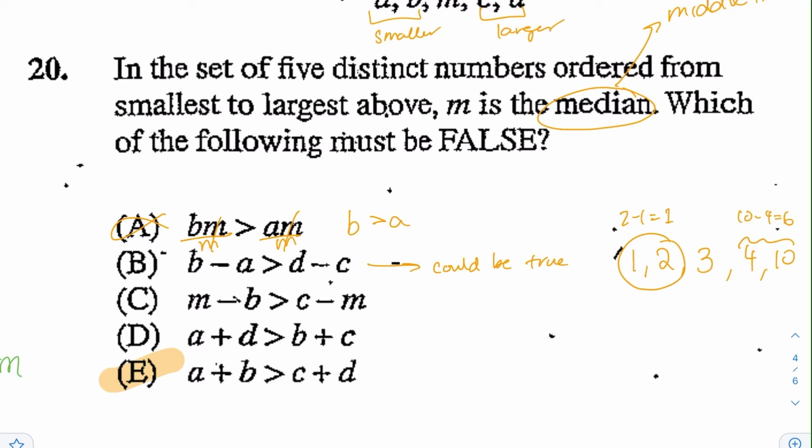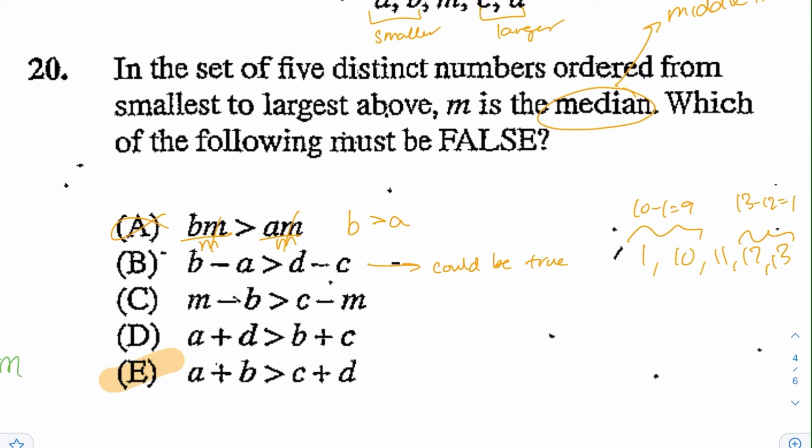So actually, let's suppose it's the opposite. So this would make D minus C greater, but you can also make B minus A greater, where if you have 1 and then 10, 11, 12, 13. So B minus A will be 10 minus 1, which is 9. And then D minus C will be 13 minus 12, which is 1. So 9 is greater than 1. So B could be true. Again, we're looking for one that must be false. So we found a case that made B true. So the answer B doesn't have to be false.